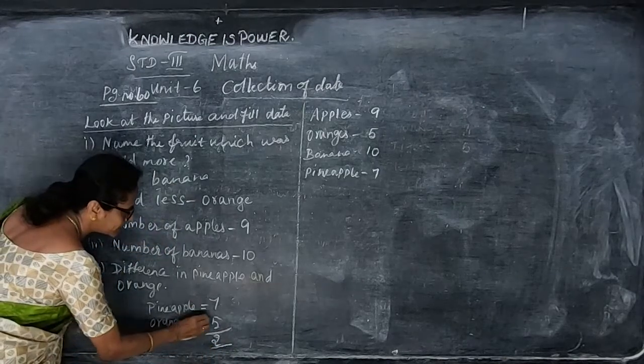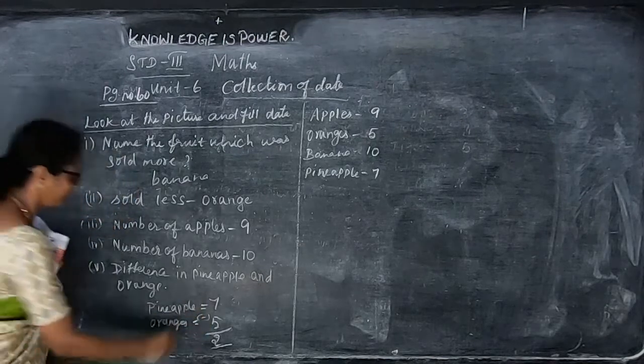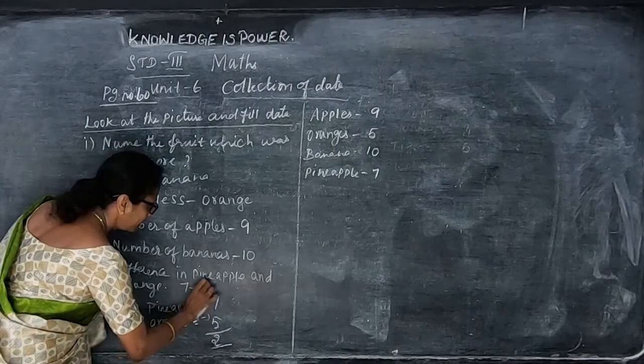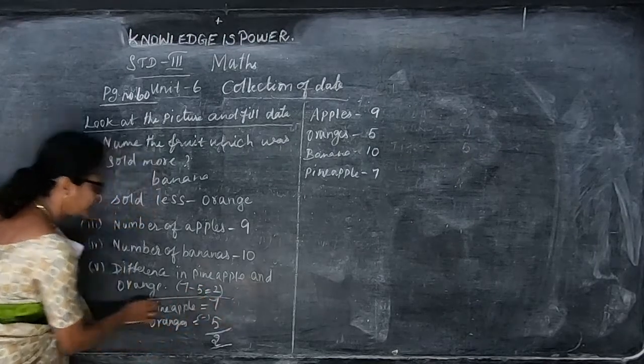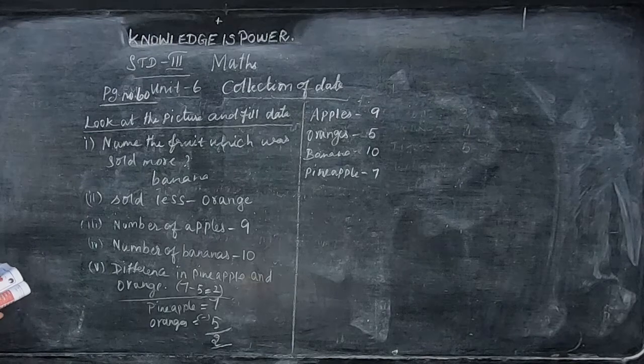You have to minus it. 7 minus 5. Okay. Pineapple is 7 and orange is 5, that is equal to 2. So that's why I have given it here. Pineapple is 7 and oranges is 5.